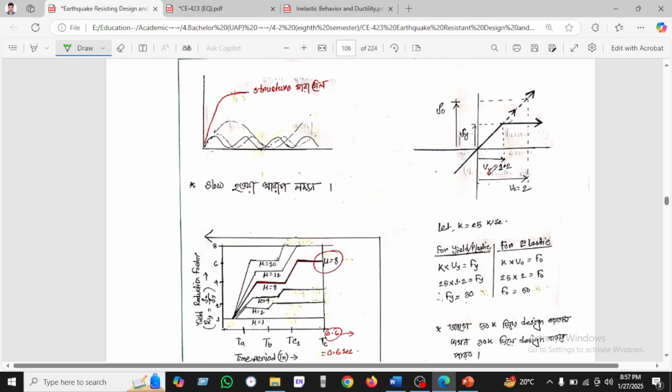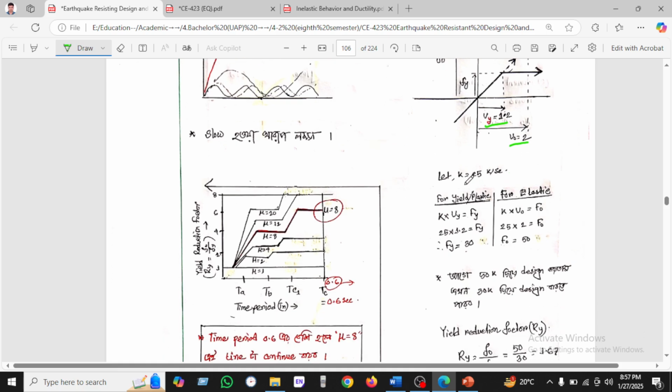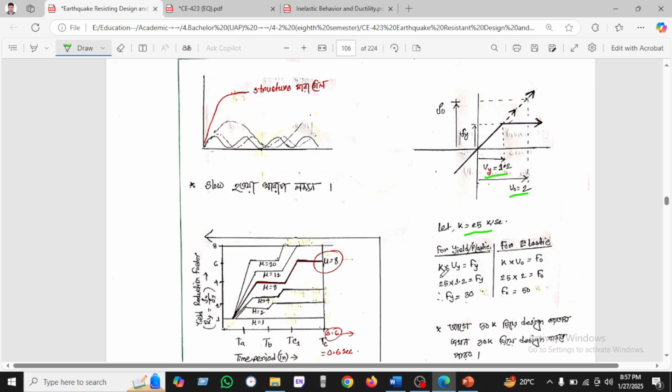So we have U ultimate equal to 1.2 and U naught equal to 0.2. Let K equal to 25. From the static equation f equal to k u, where f is not given, k is 25 and u is given as 1.2, so fy will be 30 ksi. It is for yield or plastic.